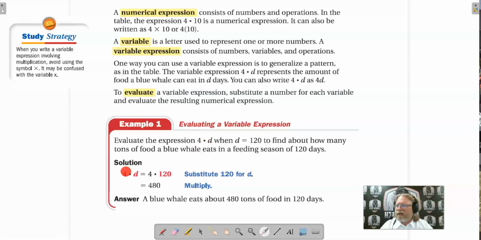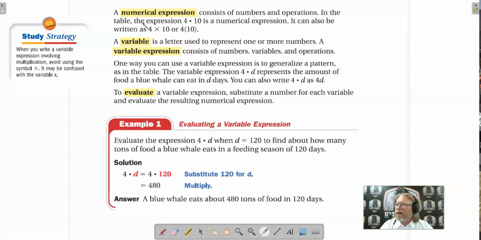If we just looked at this left side here and took this off, and had 4 times D, that would be an expression as well. Actually, it'd be an algebraic expression. But right now, we're talking about numerical expressions. They call them variable expressions here. But once you include letters into math, it becomes algebra, so variable expression, algebraic expression, same thing. A numerical expression consists of numbers and operations.